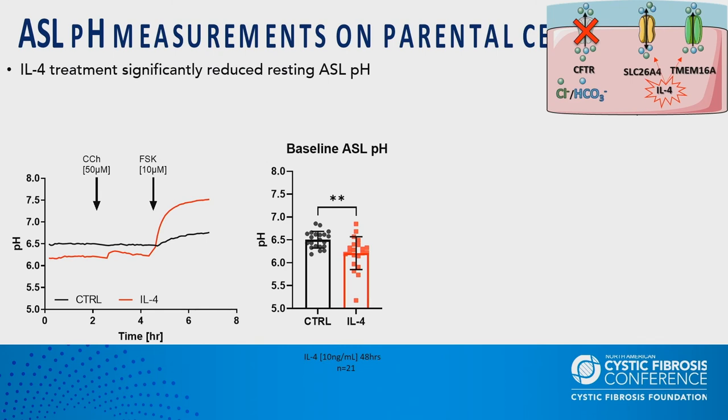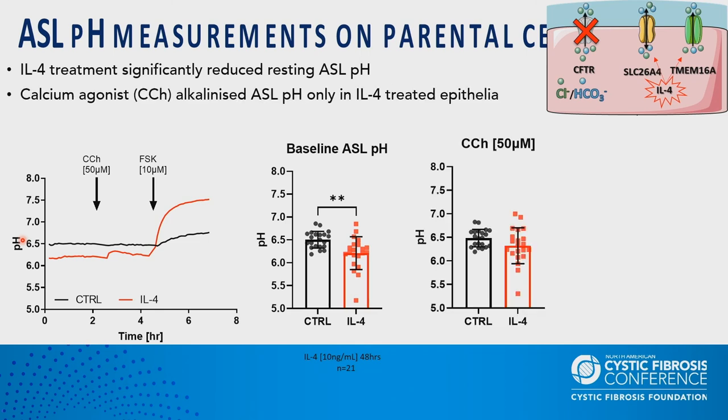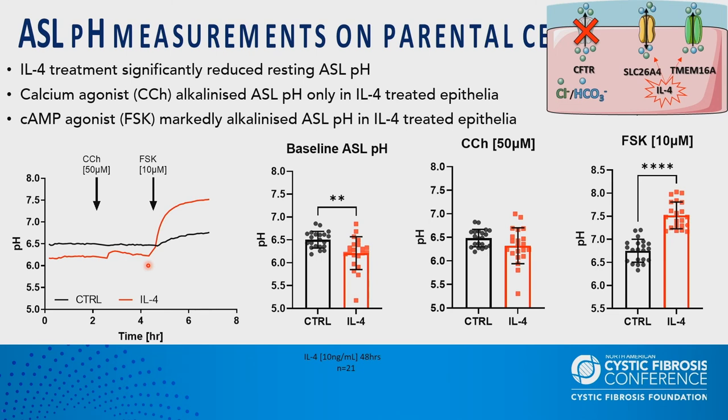What I found out was that in inflammatory condition, the baseline ASL pH was significantly more acidic. The addition of carbachol transiently alkalinized the ASL pH, but then it ended up back at the normal baseline. But more surprising was that the addition of forskolin in interleukin-4 condition induced a significant, marked alkalinization, something that we were not expecting in rare class 1 mutations.